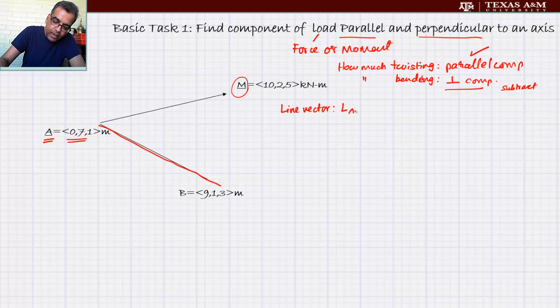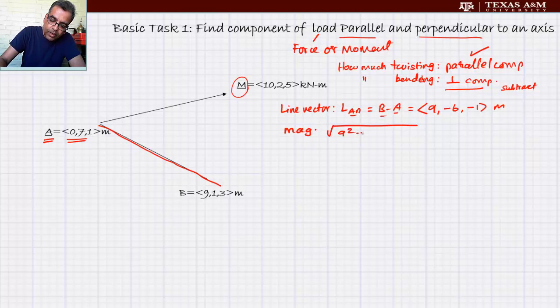This is LAB, which is B minus A, which turns out to be 9, 6, minus 1. Then find its magnitude: the square root of 9 squared plus 6 squared plus 1 squared, which turns out to be 10.86. Then find the unit vector. This is the vector of unit length that goes this way.